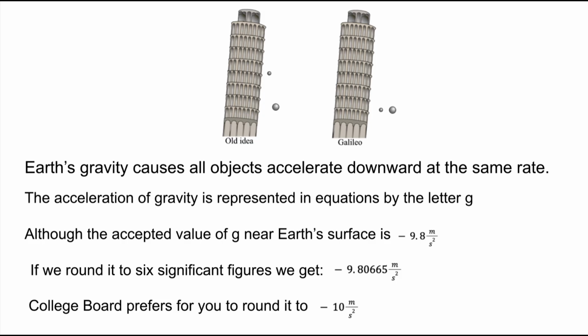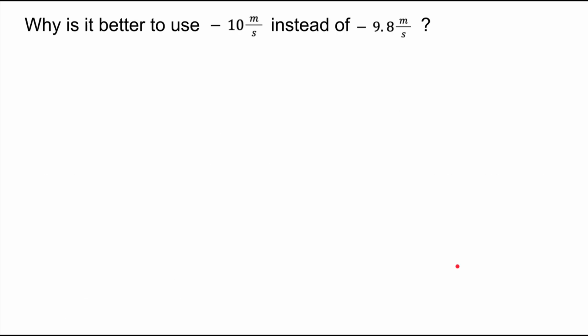Seriously, don't use 9.8. You don't get an added point. They don't go, this kid used 9.8. Let's give him an extra point. They don't. They want you to use this because it just makes it easy. We'd rather you learn physics than learn what g is on Earth to two significant figures. So why is it better to use negative 10 than negative 9.8? I'll show you, and I think you'll agree with me.